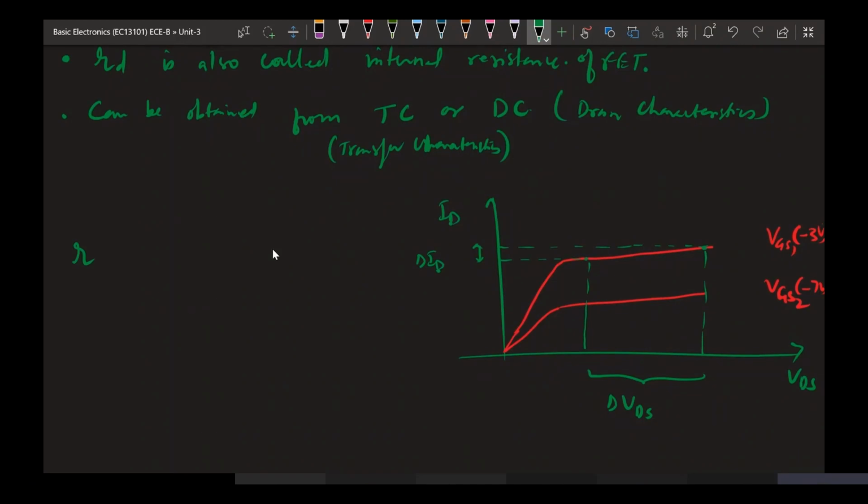So RD will be defined by change in VDS divided by change in ID. As change in ID is very small, the RD value will be very high, and change in VDS is very high. So these both make RD very high. This is how we define the RD value, and the same RD can also be defined using the transfer characteristic.